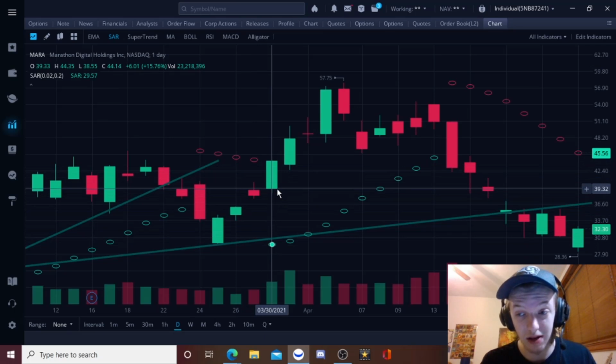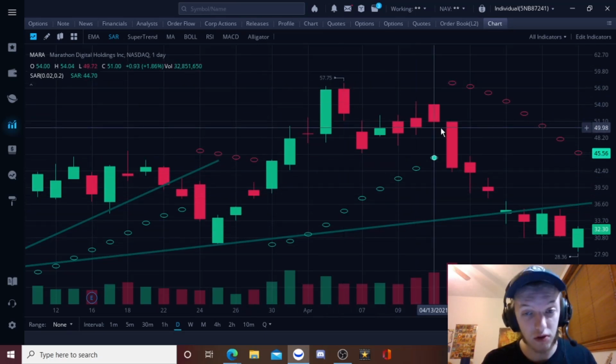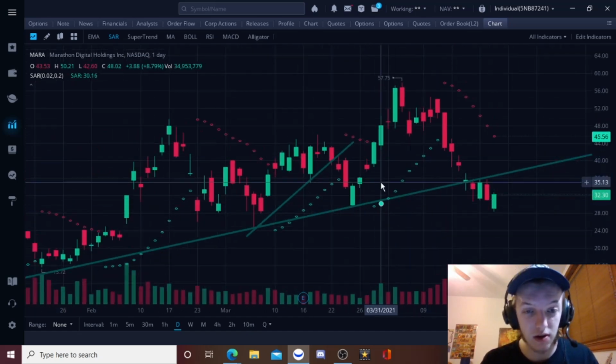For this example, you could have bought in 39, 44 at worst, sold at 57, right? And at worst, you could have sold at 49, right? So literally, it is a perfect indicator right there.